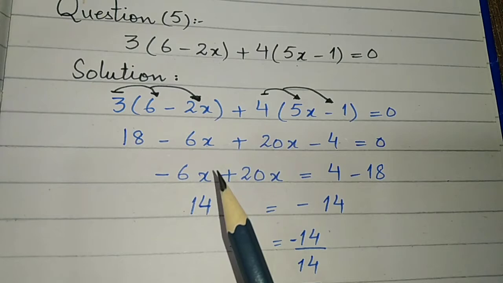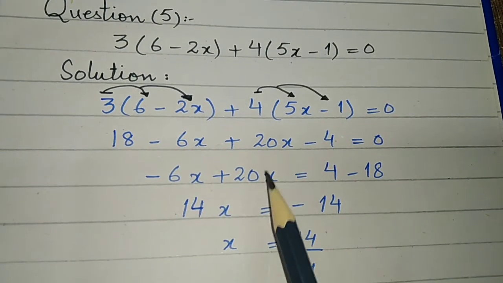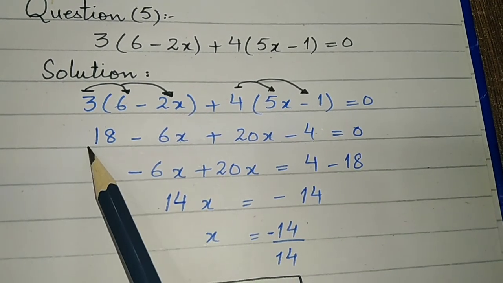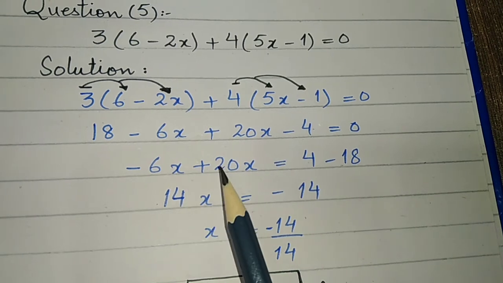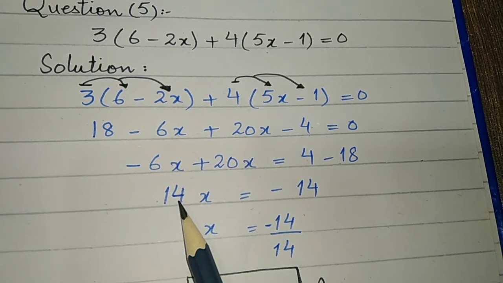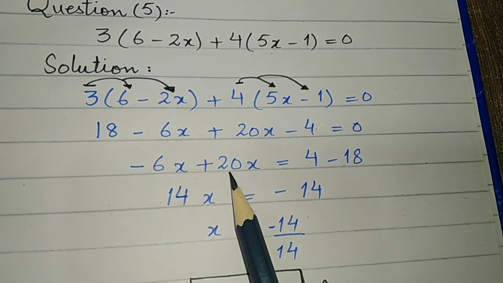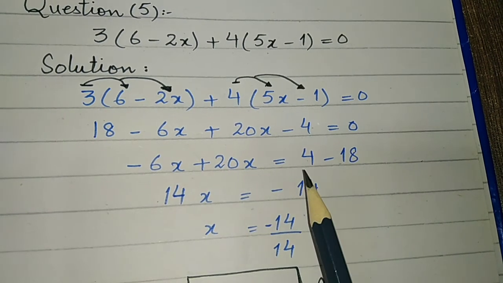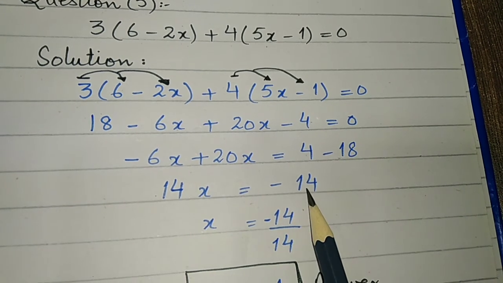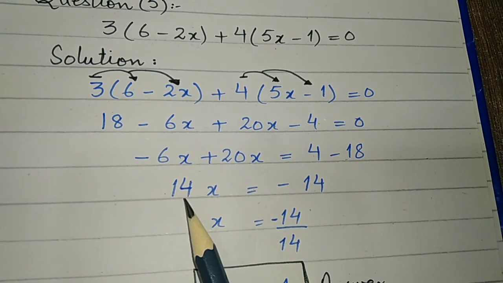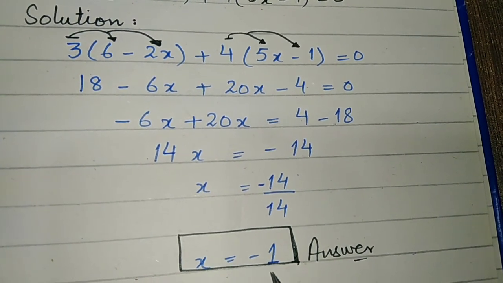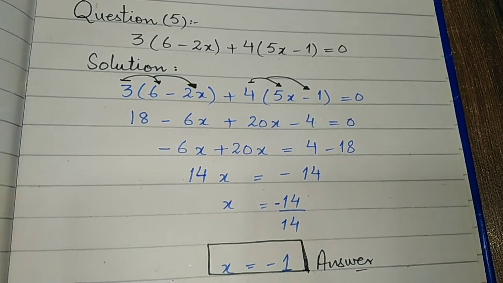Now we have to combine the like terms on the left hand side, that is minus 6x plus 20x, which will be equal to the constants on the right hand side, that is positive 4 minus 18. So negative 6x plus 20x will become 14x, because plus and minus give minus, and the sign of the larger number. So 14x will be equal to 4 minus 18, that is 14 with a negative sign. So 14x equals negative 14. We have to find the value of x, so 14 will be divided on the right hand side, and after the cancellation on the table of 14, we get x equals negative 1. So this is the solution of this equation.